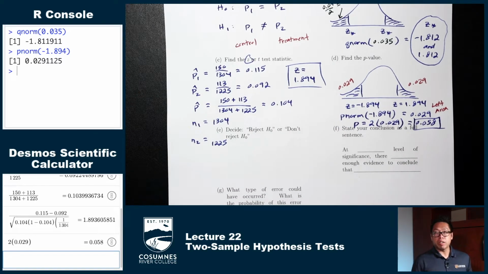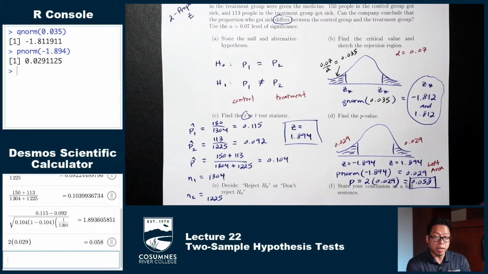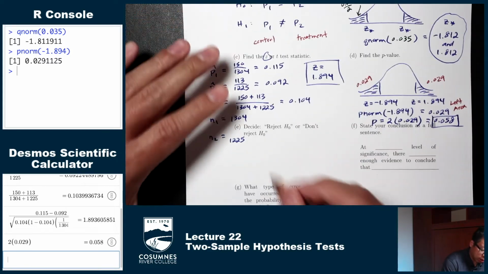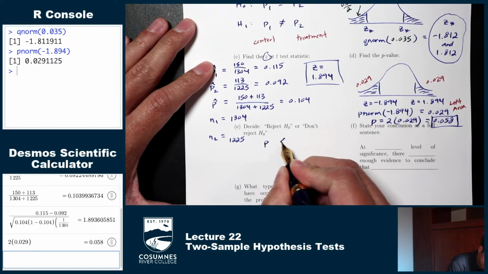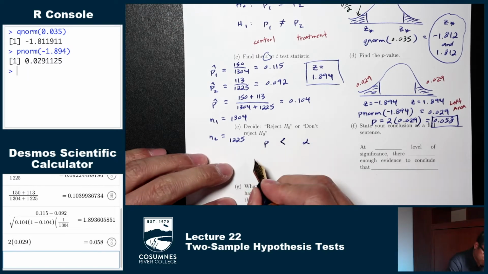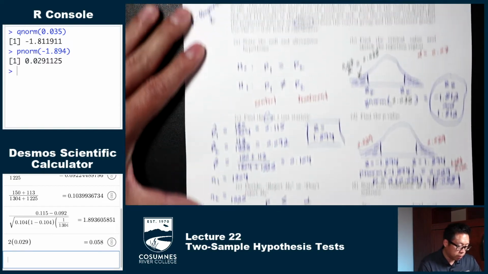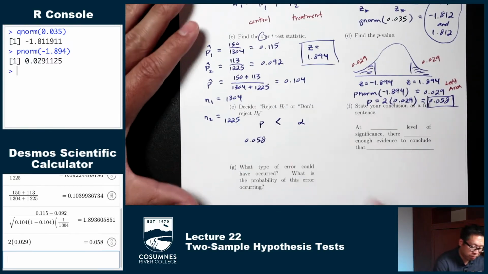Part E, reject or don't reject. So the way you decide is look at your p-value and look at your alpha and check if it's less than or not. So we're going to look at our p-value and see if it's less than our alpha. Our p-value is 0.058. Our alpha, 0.07.